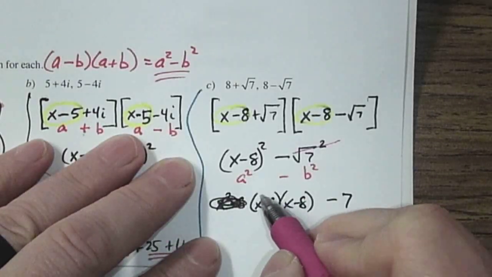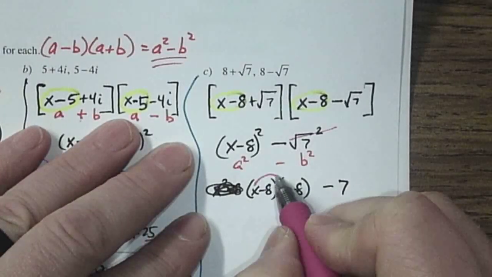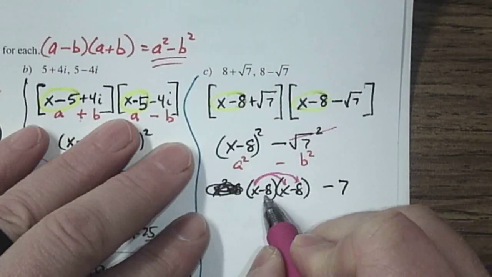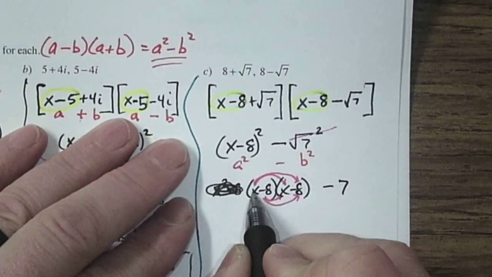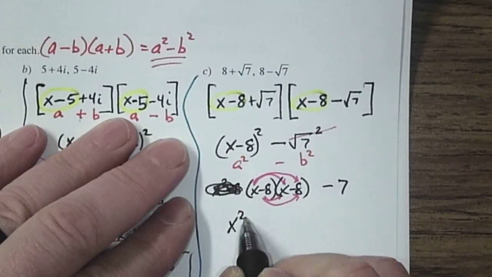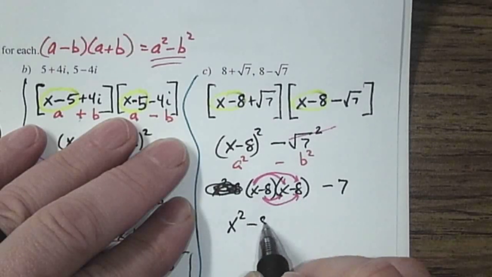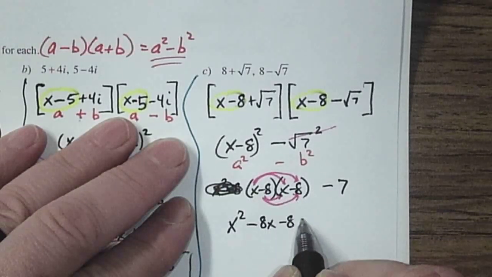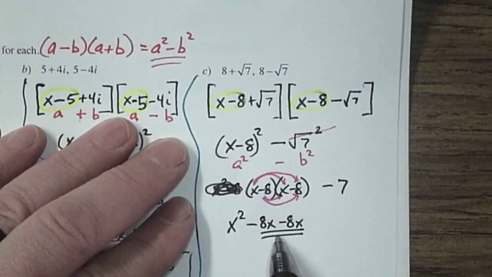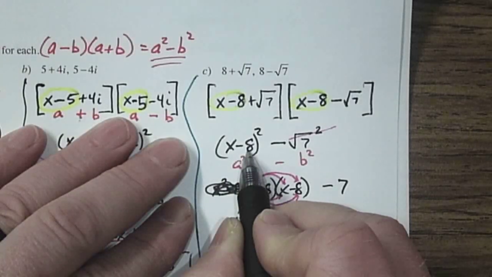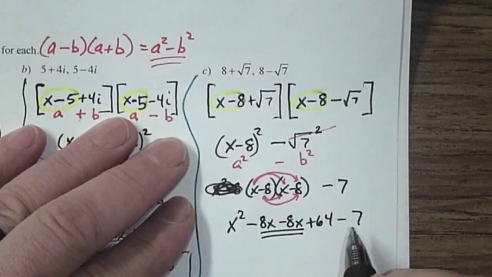Okay, so now distribute. Now, when you do this, here's the pattern. I'm going to just teach it to you right now. x times x, x times negative 8, negative 8 times x, negative 8 times negative 8. The way this works, you always get x times x, x squared. Negative 8 times x, or x times negative 8, is negative 8x. Negative 8 times that, negative 8x. You always get 2 of negative 8 times x. And then you get negative 8 squared, which is negative 8 times negative 8, positive 64.